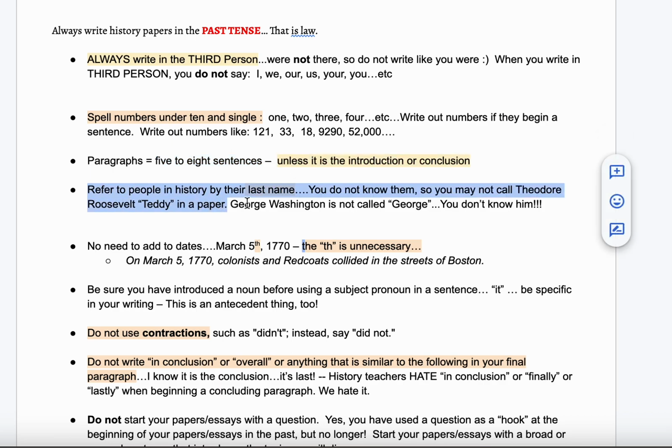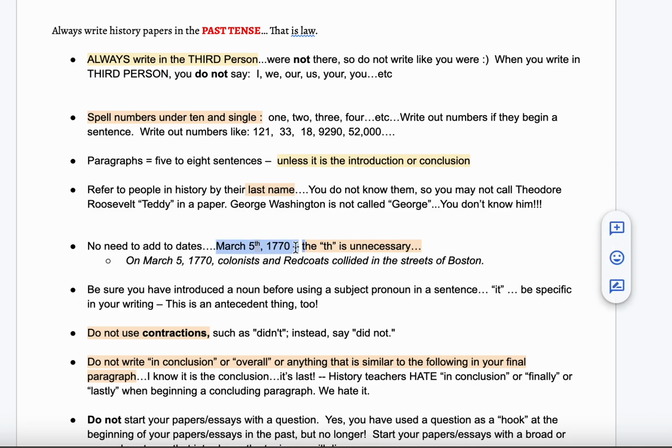You refer to people by their last name. You don't know them. You can't call Theodore Roosevelt Teddy. You can't call George Washington George. You don't know them. You say their first and last name first, and then you can refer to them by their last name in the paper.